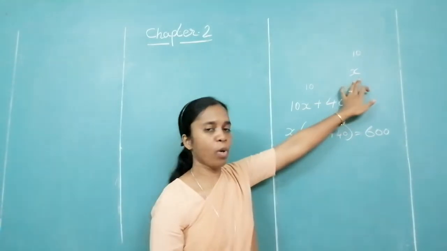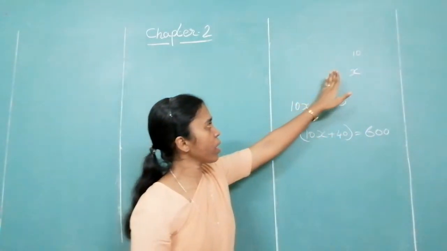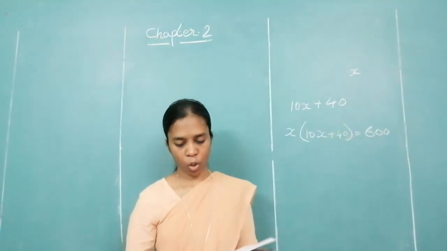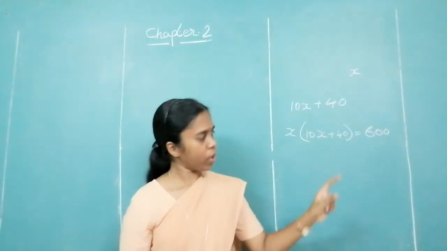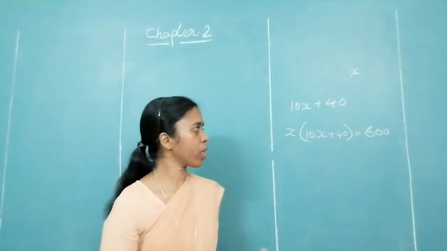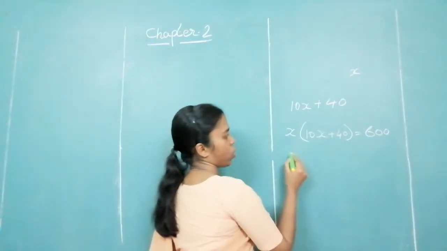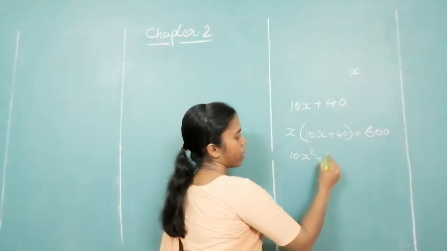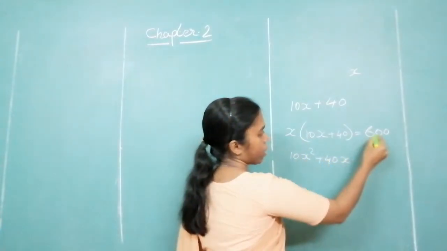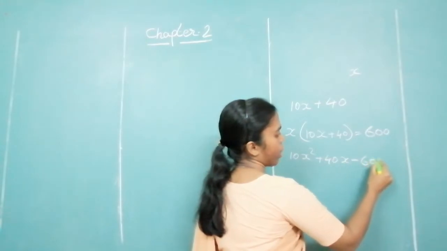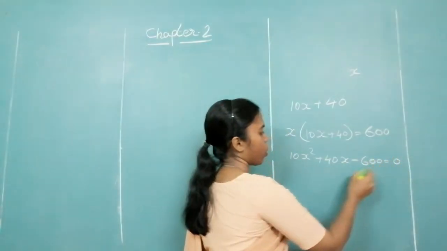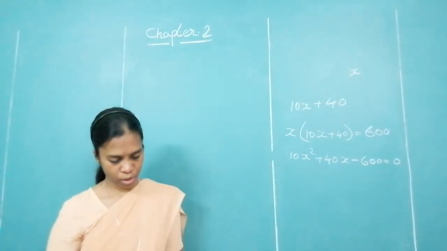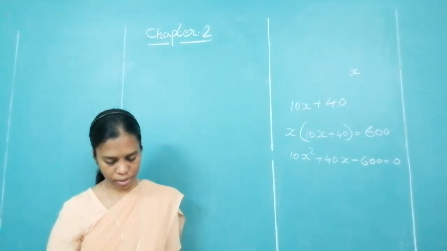Number of pots are x. Cost of each pot is 10x plus 40. So the entire cost per day is 600. How do you get it? By multiplying. So what do you get over here? Open the bracket: 10x square plus 40x. Bring 600 over here, so you get minus 600 is equal to 0. You can divide throughout by 10 and you will get the equation and get the answer for x.